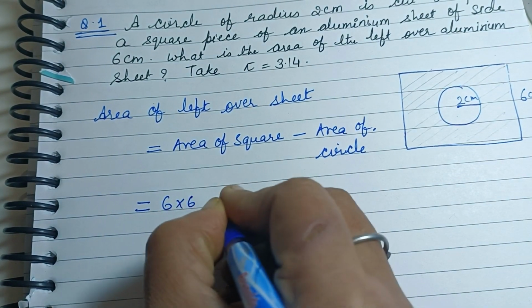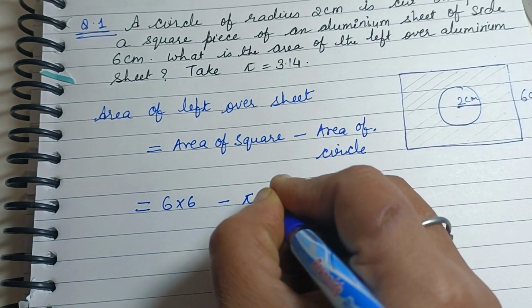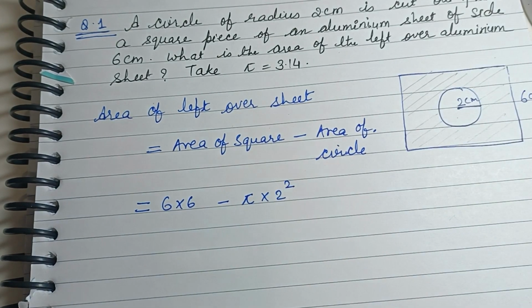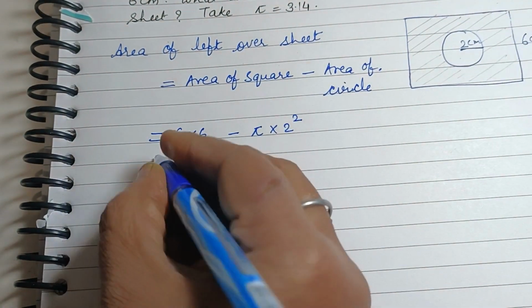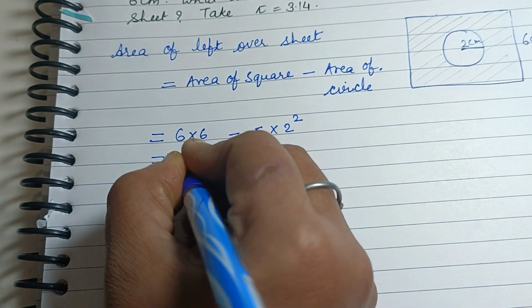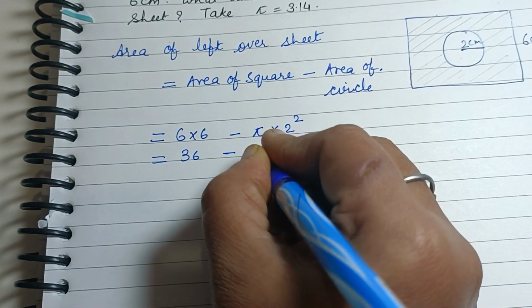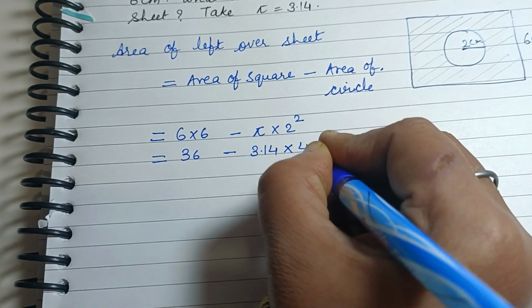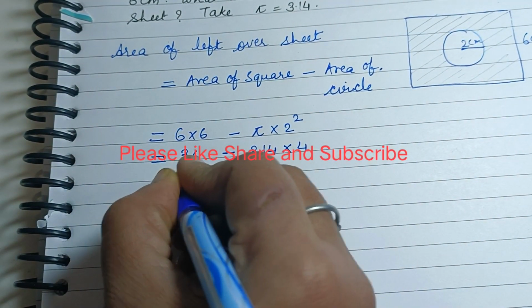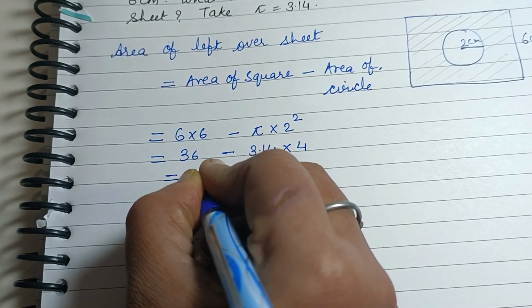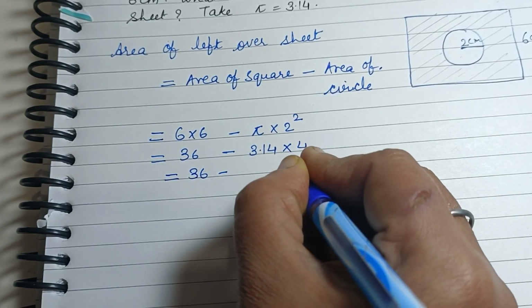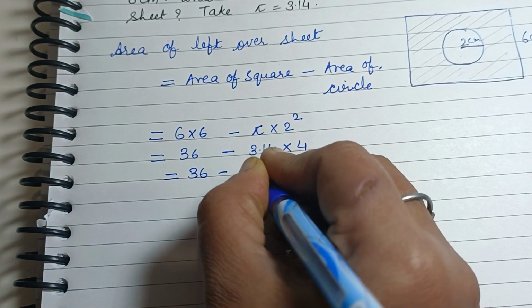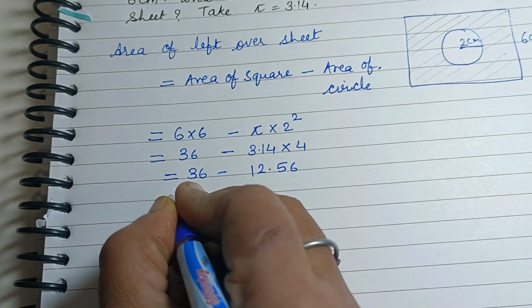6 multiplied by 6 minus pi r square, that is 2 square. Now 6 multiplied by 6 is 36 minus, here it is said to take pi equals 3.14. So just take that and now do the subtraction. 36 minus, here it will come 12.56. So just do the subtraction.